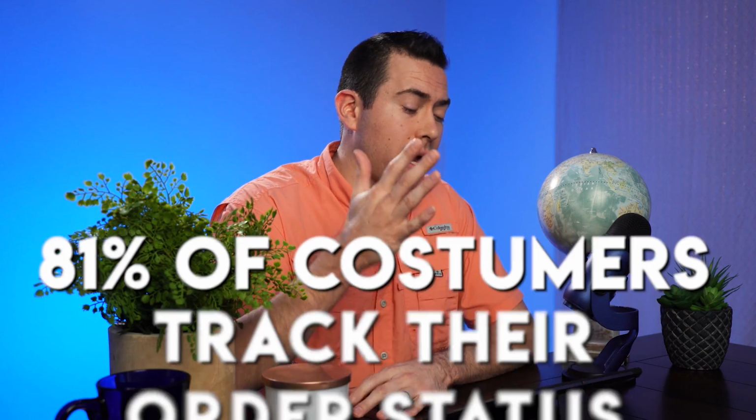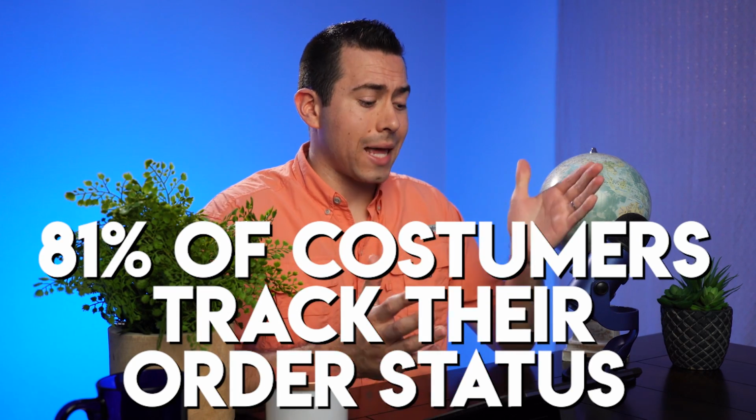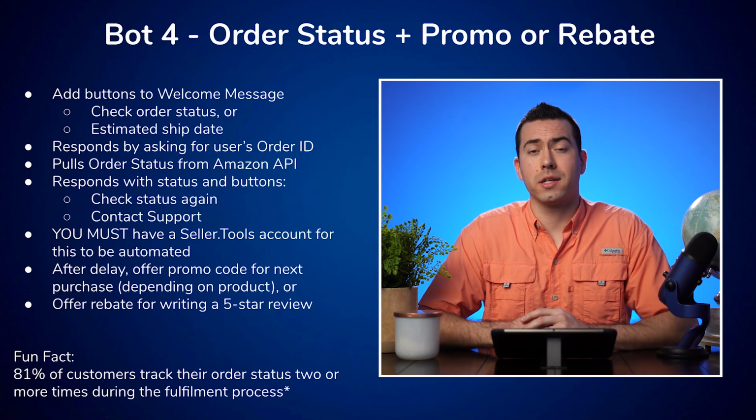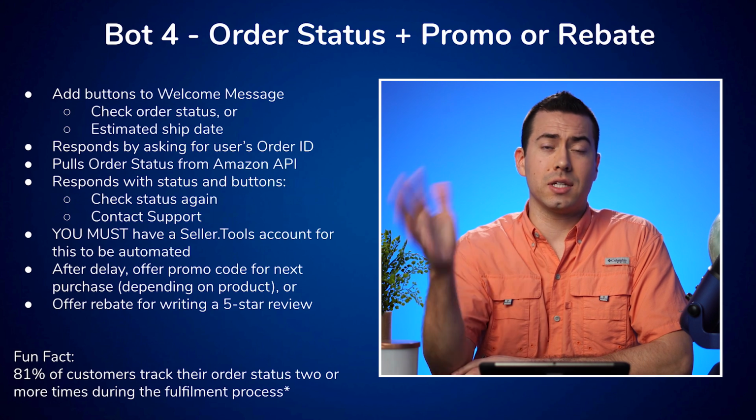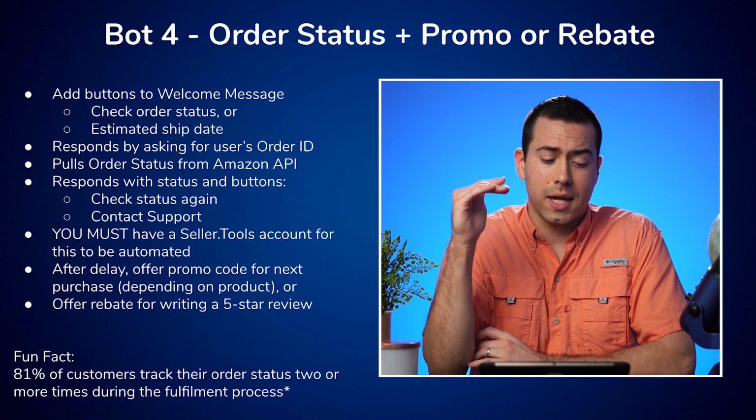Now this next Messenger bot flow, number 4, is an order status plus promo code or rebate type of message flow. Okay, so here's a quick fun fact. 81% of customers track their order status 2 or more times during the fulfillment process. And yes, even though Amazon is super quick with their fulfillments, people are still going to want to track their order status. So here's a really cool way that you can do it in the Messenger bot flow instead of having them just go to Amazon to check their order status.